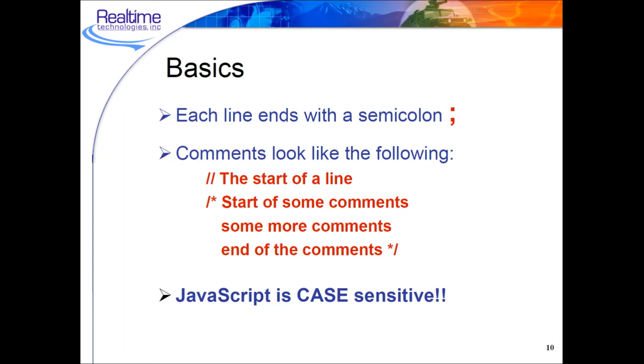Comments can look like the following. You can use a double slash to start a comment at the start of the line. Or if you want to add more lines, you can use a slash and an asterisk, and then an asterisk and a slash to end that comment string. JavaScript is case sensitive. That means your variables that you create, as well as specific functions, are case sensitive. So make sure that you are paying attention to that when you are creating your JavaScript.